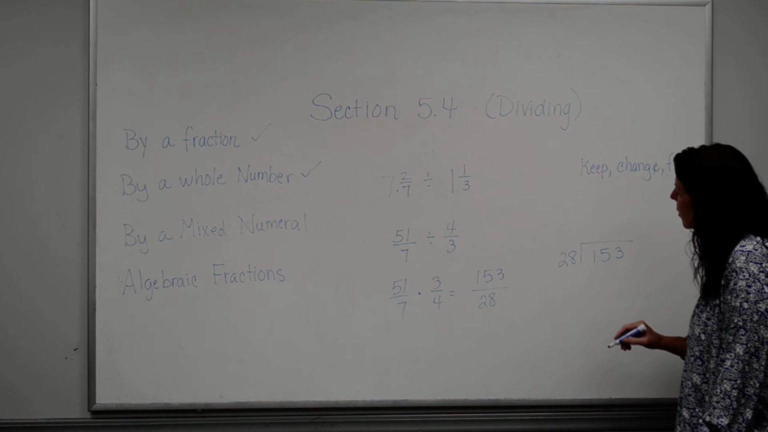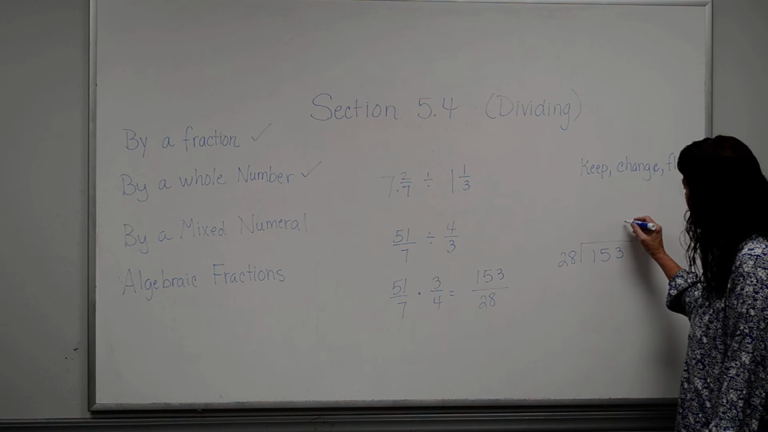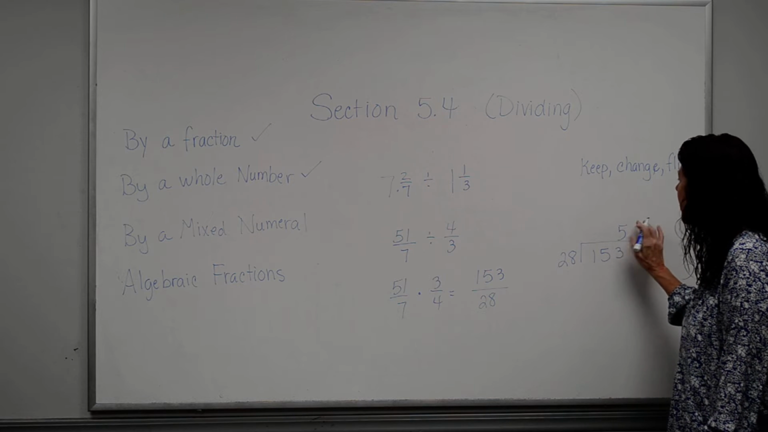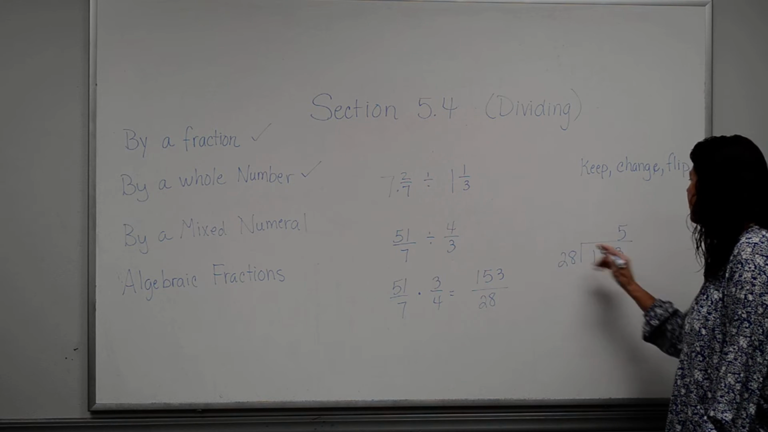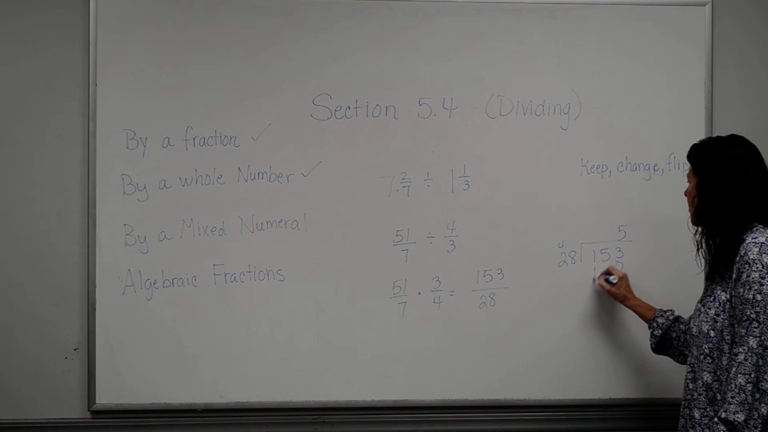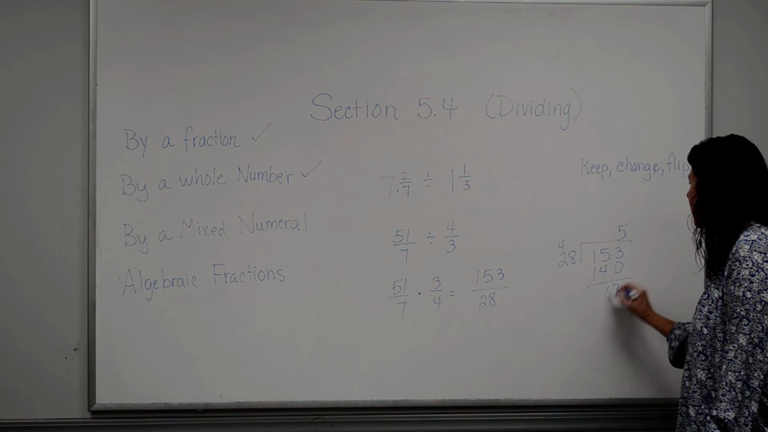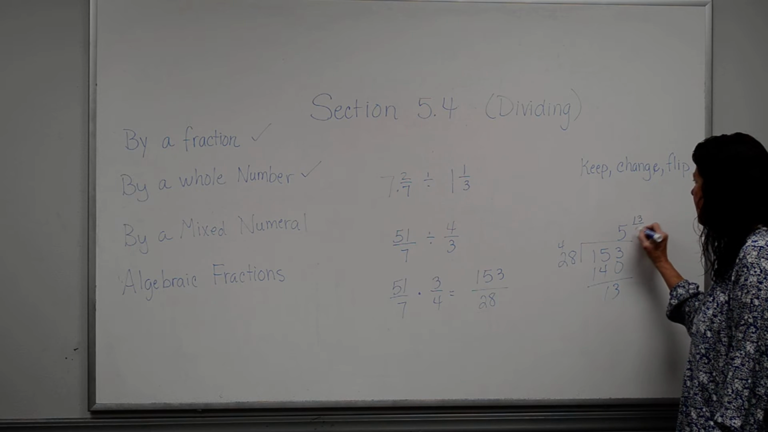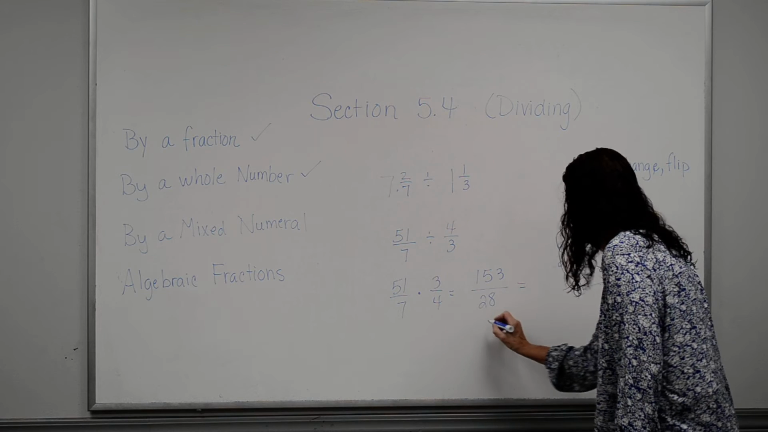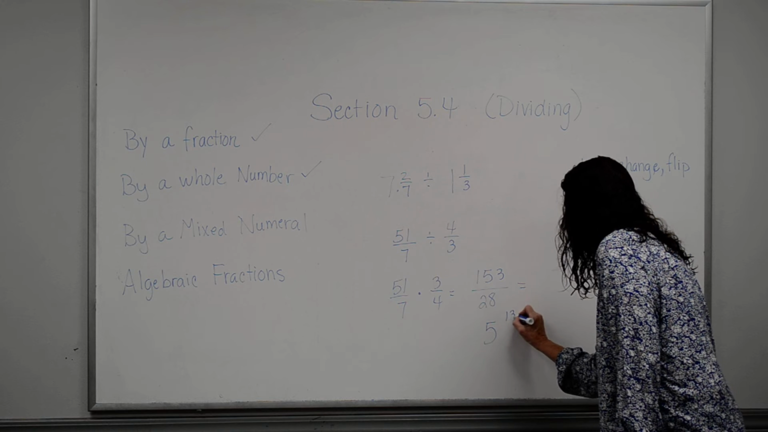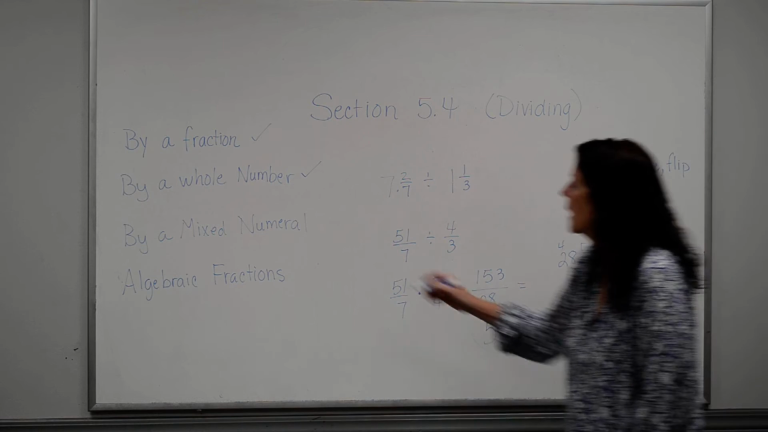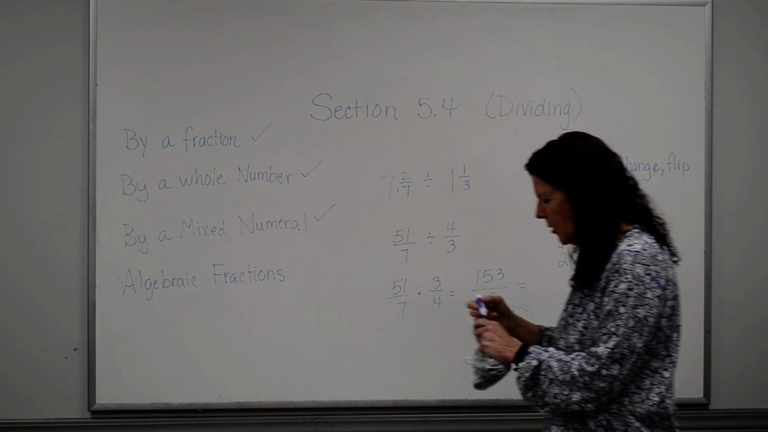It's going to go probably, let's try 6. No, 6 is going to be too high. Let's try 5. 5 times 8 is 40. Carry my 4. 5 times 2 is 10, plus 4 more is 15. With 13 left over, so the 13 goes on the top, and the 28 goes on the bottom. So this is equal to 5 and 13 28ths. So that would be your final answer, okay? So that's division by a mixed numeral.